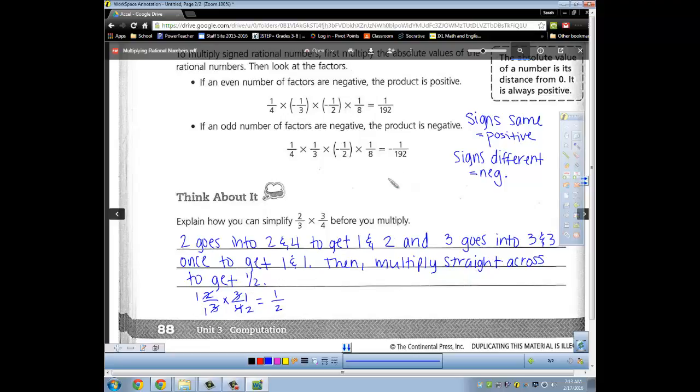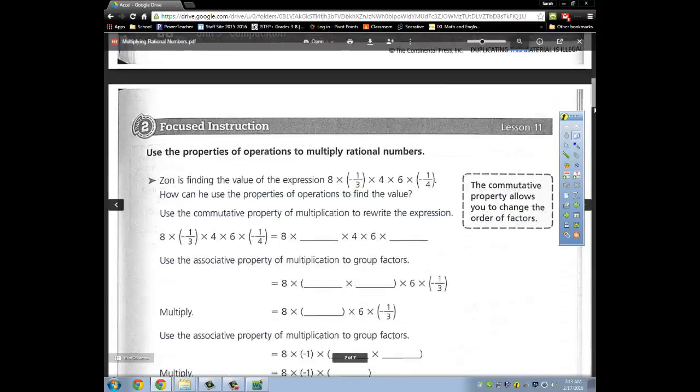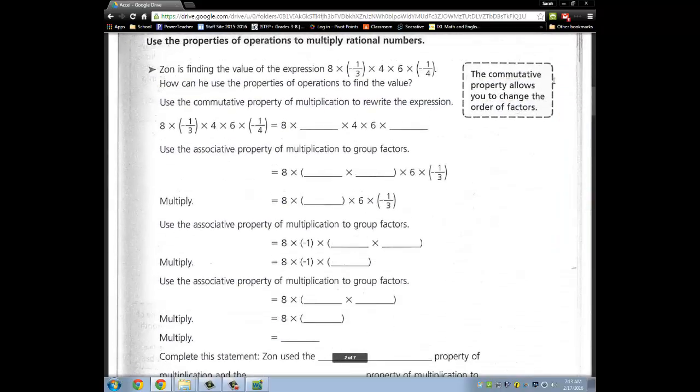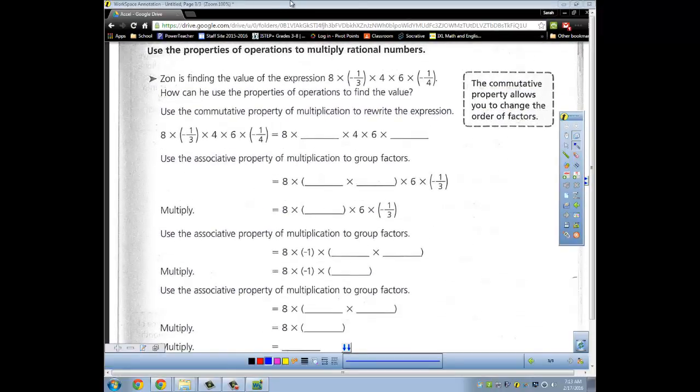Okay. On to page 89. Here they want us to use different properties. We've talked about distributive property before, but we haven't really talked about associative and commutative, which they're about to talk about. So it says Zahn is finding the value of the expression 8 times negative 1/3 times 4 times 6 times negative 1/4. Well, that sounds like a lot to do, which, yeah, it is, but there are little shortcuts to do it.